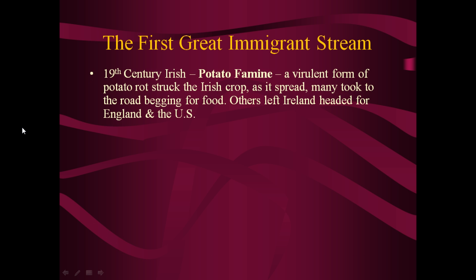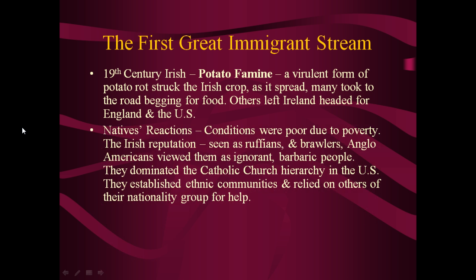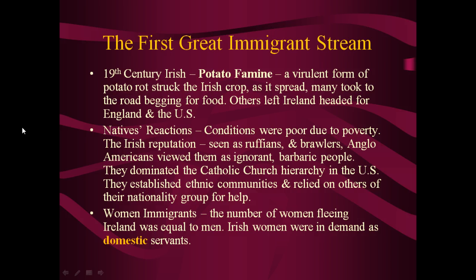The next two slides go over who arrived, the natives' reactions to the new arrivals, and the conditions described in the text. The potato famine was brutal for the Irish. People left Ireland for their survival. When they arrived, the natives were not happy. They were seen as ignorant and barbaric. The conditions they lived in were very poor. The women that immigrated were in high demand for domestic types of jobs.